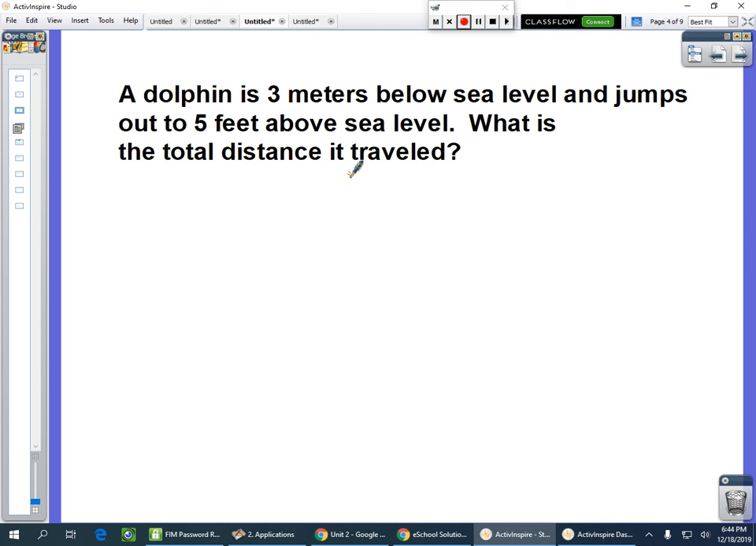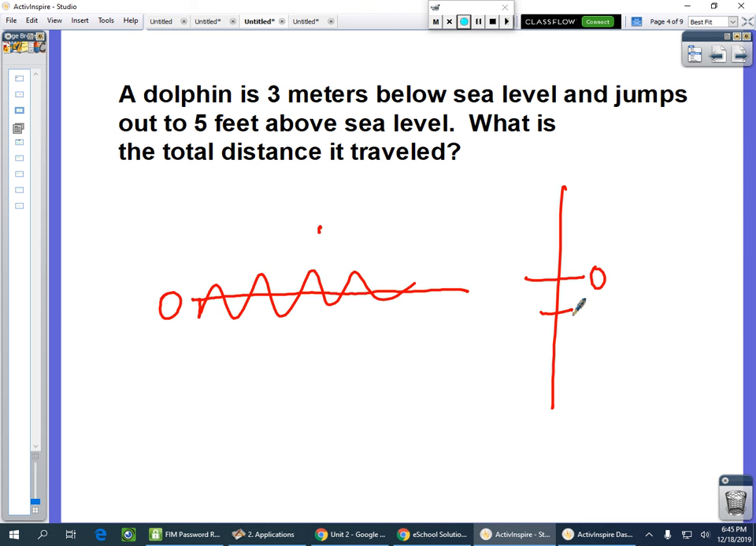So for this problem, I would really have hoped that you would have drawn a picture. This is sea level right at 0. A dolphin's 3 meters below sea level, so your dolphin's right here. Actually, I should have probably made a vertical number line. Here's 0, 1, 2. The dolphin's at -3. It jumps up to 1, 2, 3, 4, 5.